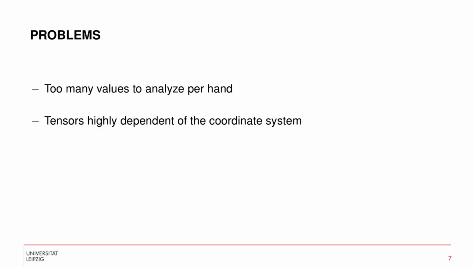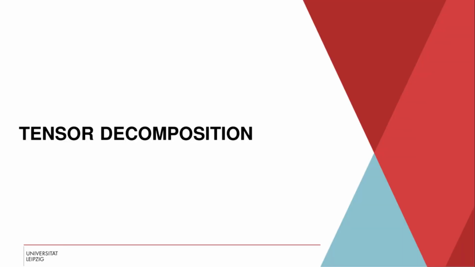And even if it would be possible to analyze these by hand, it wouldn't help that much because they are highly dependent on the coordinate system. Another problem is that there is no standard tensor decomposition, like for example in the second order case, the spectral decomposition. So today we're looking at a different tensor decomposition, the deviatoric decomposition.